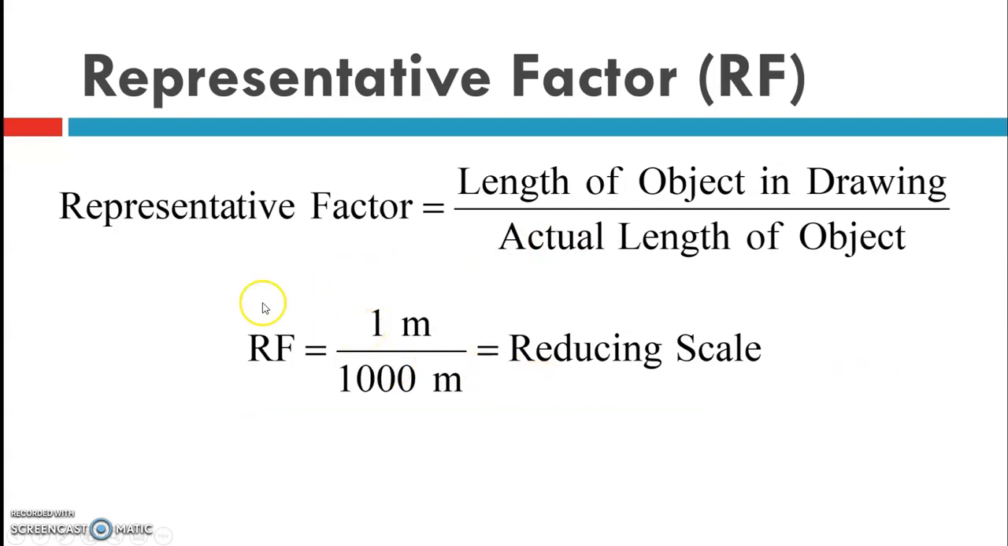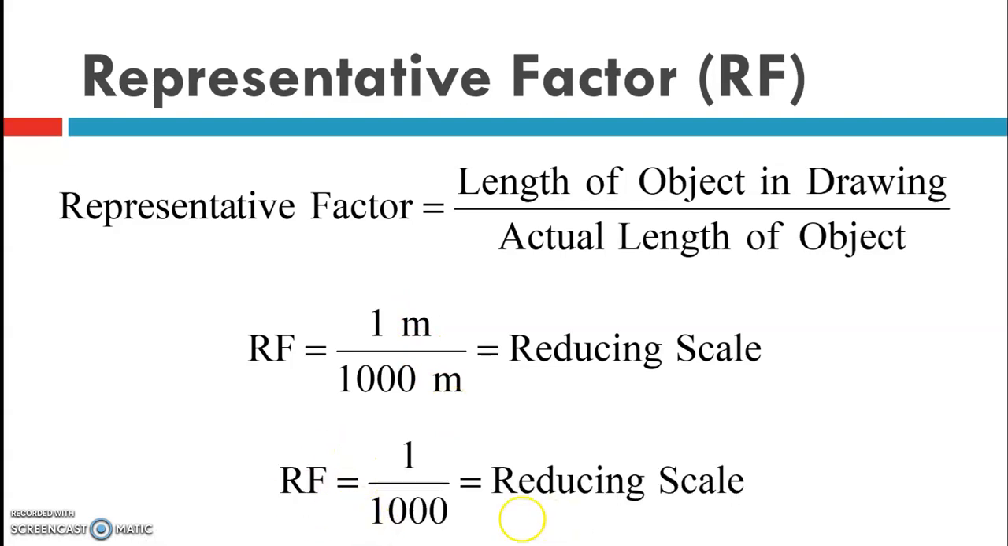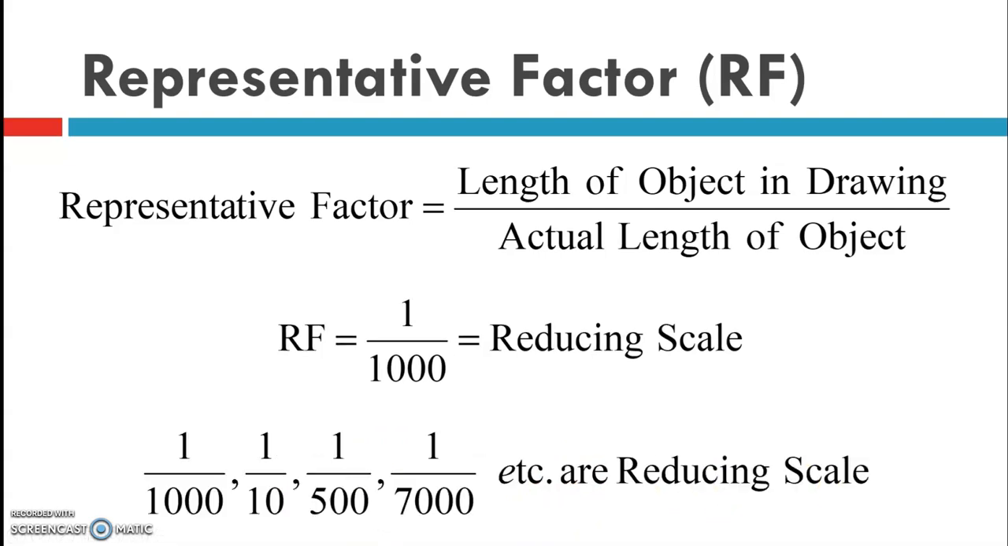And what is the unit of RF? Because the same unit, meter, cancels, we can say it is unitless. So RF is unitless, and it can be written as 1 by 1000, and it is a reducing scale. And other scales may be 1 by 10, 1 by 500, 1 by 7000. All are examples of the reducing scale.